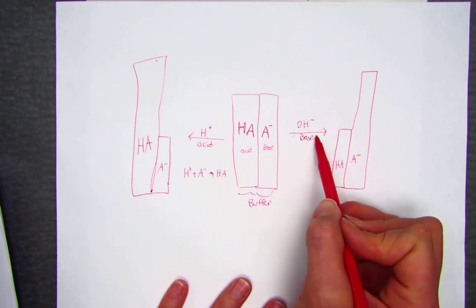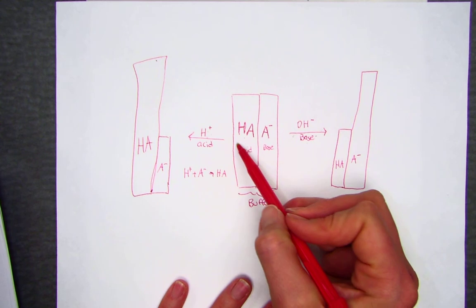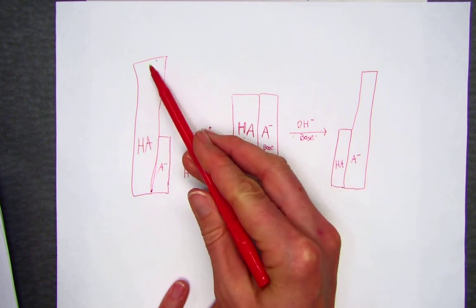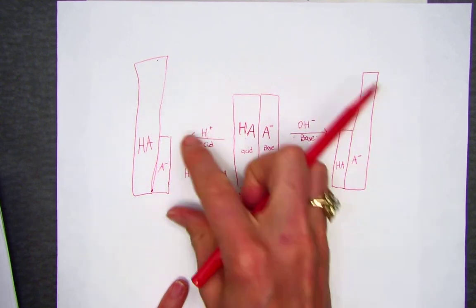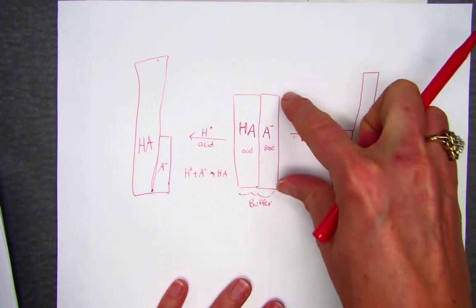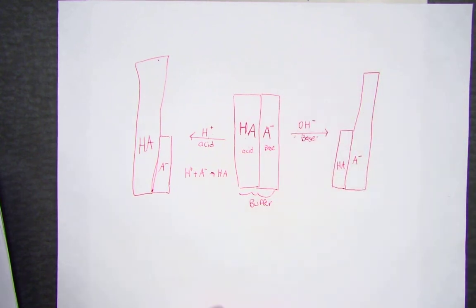Absorbing excess base makes more base. Putting in acid makes more acid. The buffering capacity is only as great as the amount of the buffered solutions you combine together.